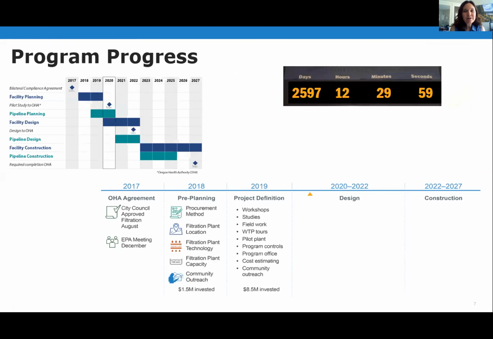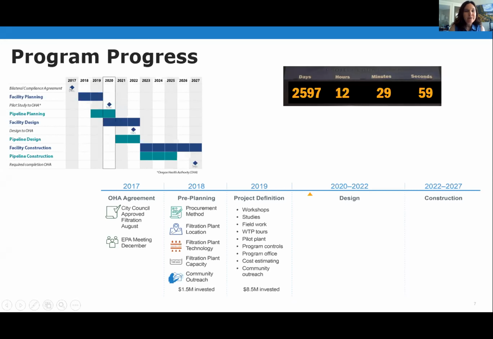So in terms of progress that we've made so far and kind of where we need to end up, I've dropped in a little copy of our schedule right here at a high level. You can see that we started out with facility planning. That's the filtration facility planning. We started then with pipeline planning. Facility design will start, and then pipeline design will both end our designs around the same time and go into construction, with pipelines finishing before the facility.